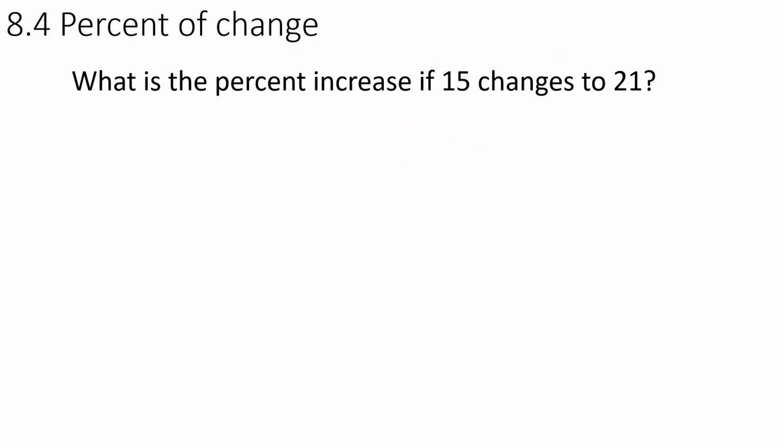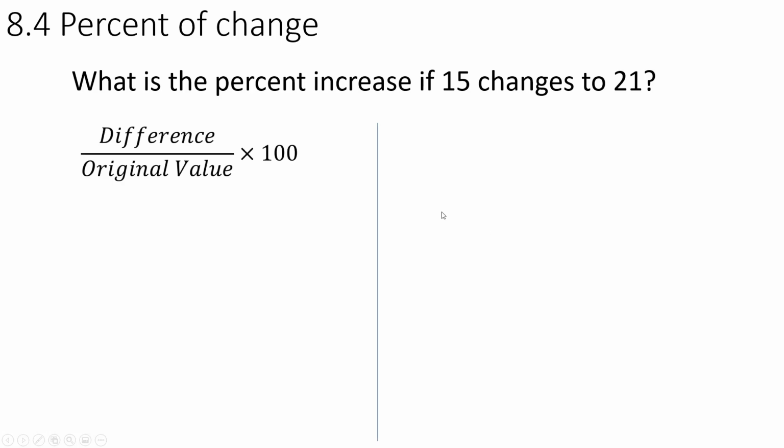All right, what is the percent increase if 15 changes to 21? Now I've got a video that goes into more detail with this. Basically, if you can remember difference over original and then make it into a percentage, that's basically it. So here's the gist. There's two ways you could do this. So let's say something cost $15 and now it's costing $21. That's going to be a percent increase. You just do difference between the two numbers over the original times 100.